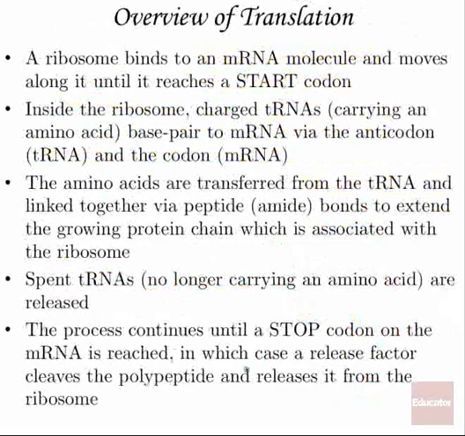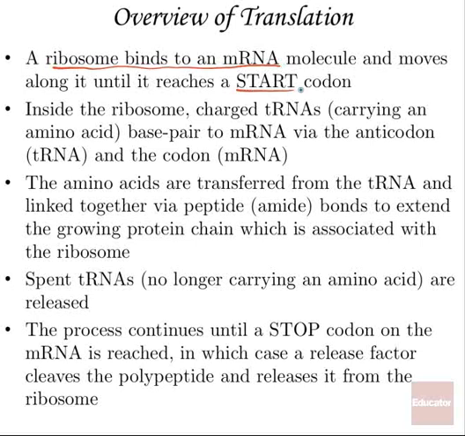So, as an overview, what's happening in translation? All right, so first things first. We have a ribosome binding to an mRNA molecule. All right, it's going to bind to it and it's going to search for the start codon. Now a start codon, this is going to be found once again on the mRNA. Your start codon is going to be AUG. And remember, this is on the mRNA. Okay, this AUG will code for methionine.